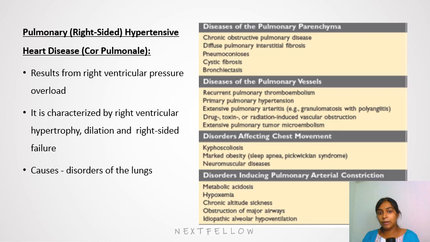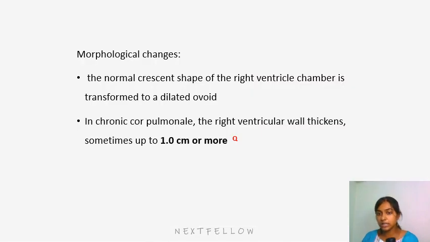Coming to right-sided or pulmonary hypertensive heart disease, we have already discussed this in the first PPT of heart. So this is nothing but cor pulmonale. So this is the list of diseases which result in heart failure. Here there will be a right ventricular dilatation as well as hypertrophy, and usually results in right ventricular pressure overload. This heart failure usually occurs due to right ventricular pressure overload. So the morphological changes seen in right ventricular heart failure are that the normal crescent shape of the right ventricle will be transformed into an ovoid shape, and the right ventricular wall thickness will be up to or more than 1 centimeter.